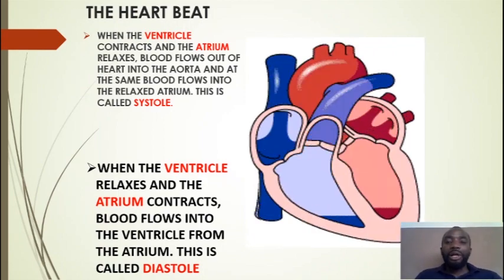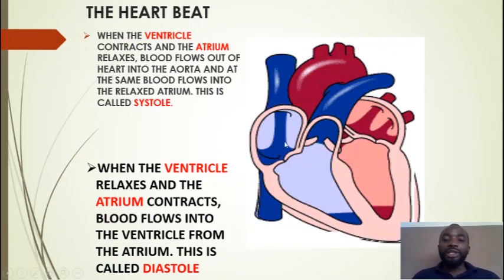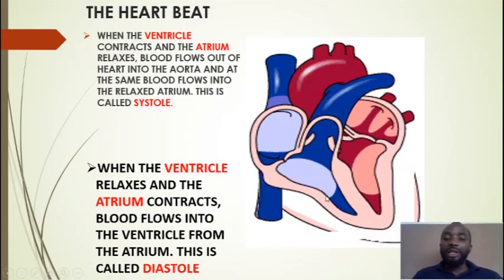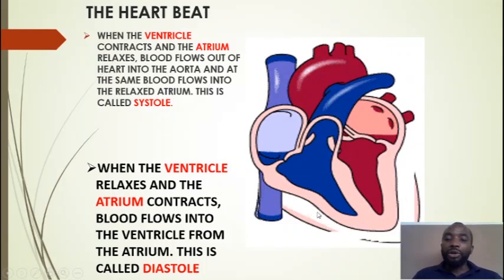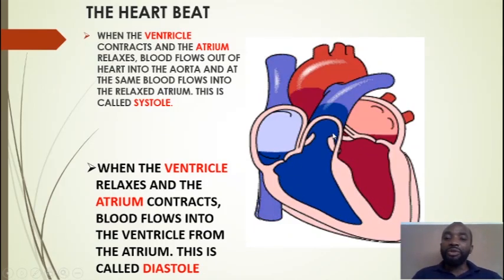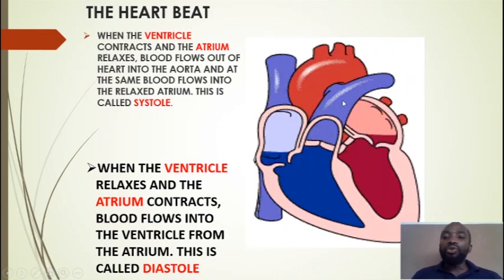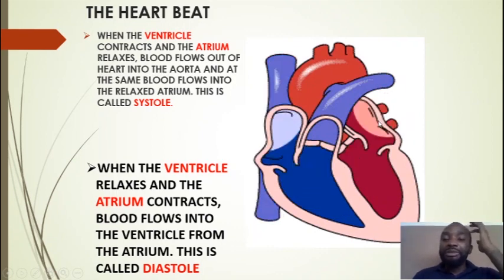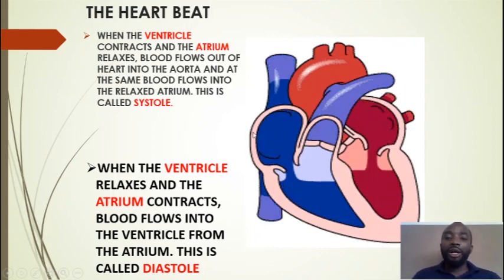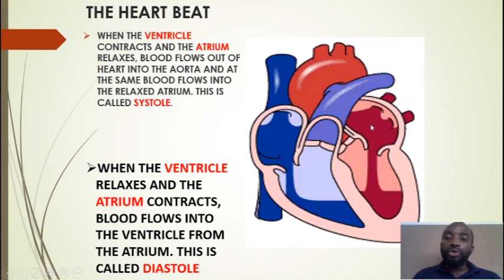Now look at our diagram here. You see these two things I explained is happening. Look at here. Whenever this place contracts, blood leaves from here. These two valves, this valve and this valve, will open, and then blood will leave the heart. At the same time, these two parts, that is the atria, the left and the right atrium, will do what? Will relax, and blood will flow in through here, and then flow in through here.